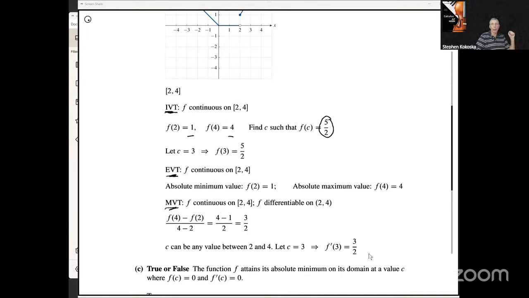There's got to be an absolute max. There's got to be an absolute min. Again, by looking at the graph, there's an absolute minimum value of 1. There's an absolute maximum value of 4. And the mean value theorem, well, let's see.